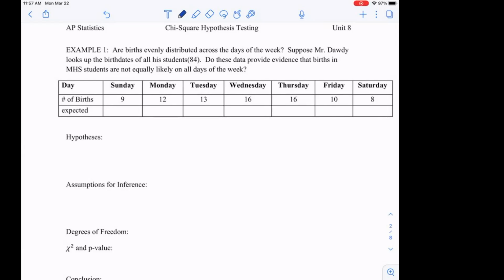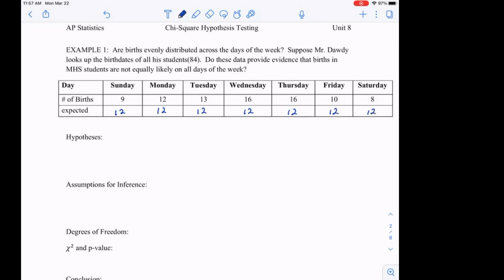Sorry, what? They're going to be equal. Well, what are they going to be equal to? 84 divided by 7. Very good. So what is 84 divided by 7? 12. So all of my expected outcomes are going to be 12.